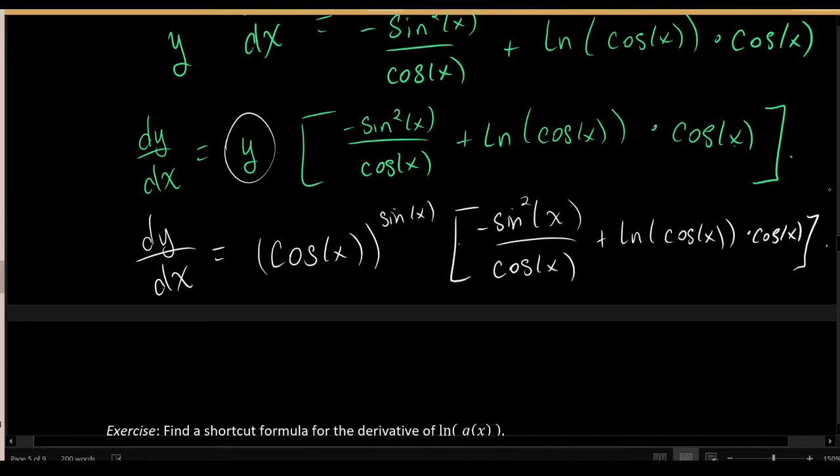So a bit of a monstrosity here, but this is really the only way that it is possible to manually find the derivative of something like function to the power function, is to apply natural log to both sides and then use implicit differentiation to find the value of dy dx.